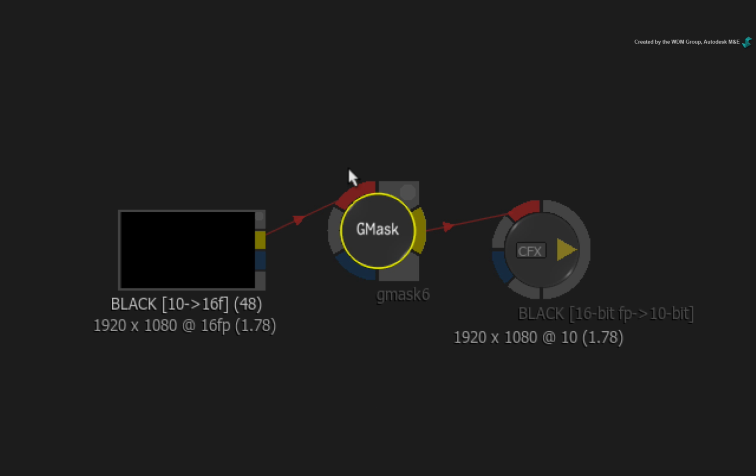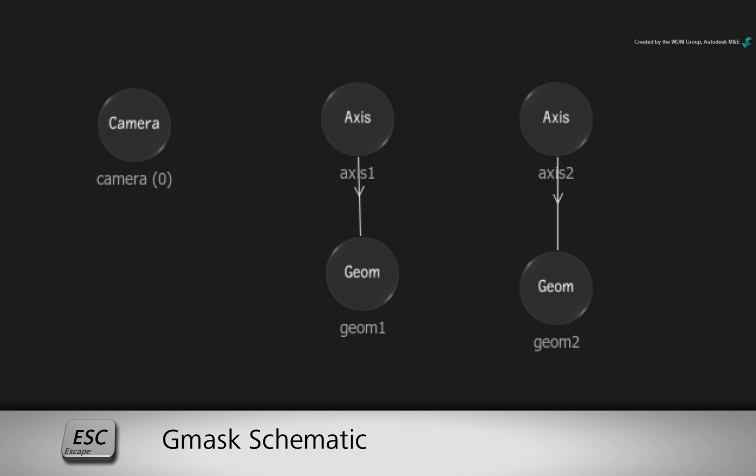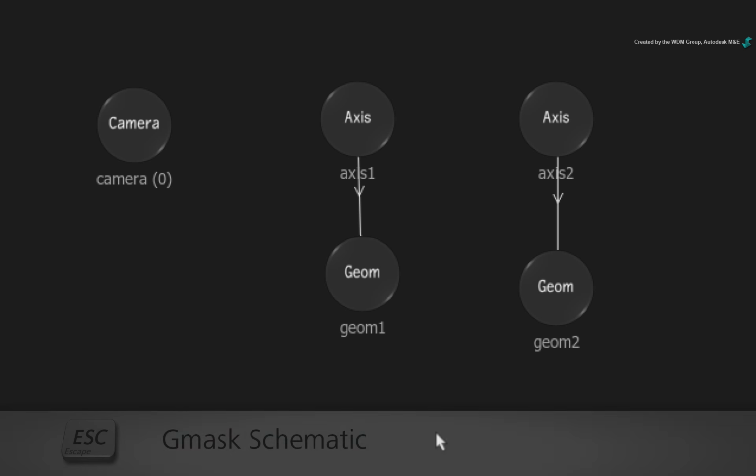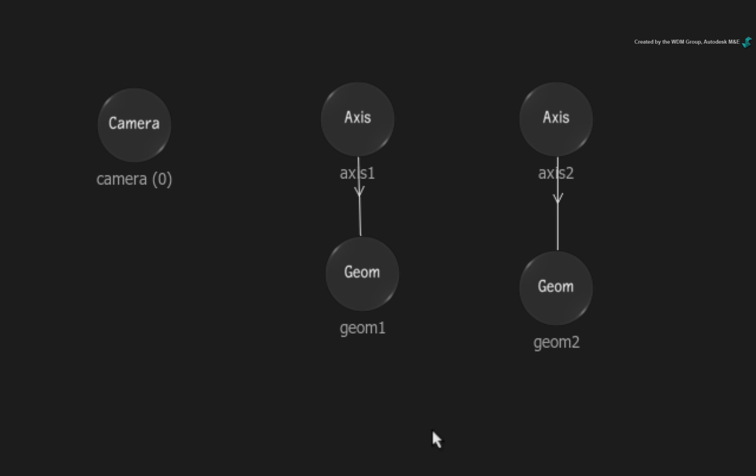Select the ConnectFX schematic view and press Escape to bring up the Gmask schematic. This type of schematic is very similar to the action schematic. This basically shows the objects in the Gmask node and how they relate to each other. So in terms of animation, all your object animation is kept in the axis node. The geometry node is the actual shape spline, but it also keeps the spline animation.